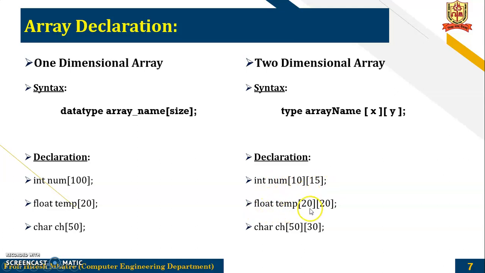Similarly for float, it is 20 by 20. For character, it is 50 by 30. So for num, 10 multiplied by 15 means 150 elements can be stored in the num array, that is a two-dimensional array.